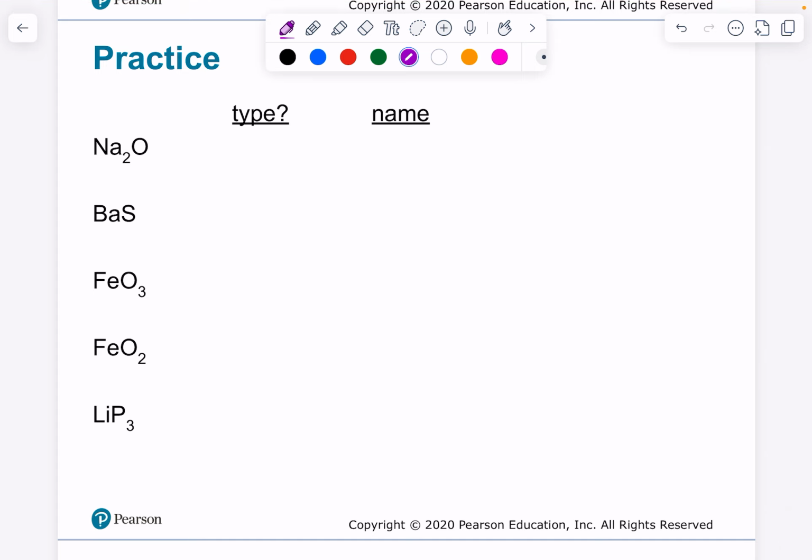So at this point, I want you to pause the video, and you're going to indicate what type of compound this is. Is this type 1 or type 2? And then you're going to write down the name.